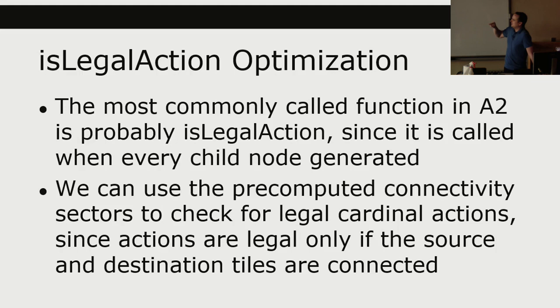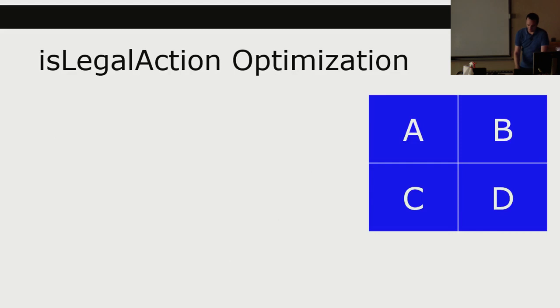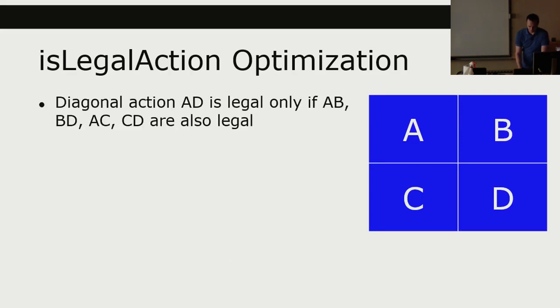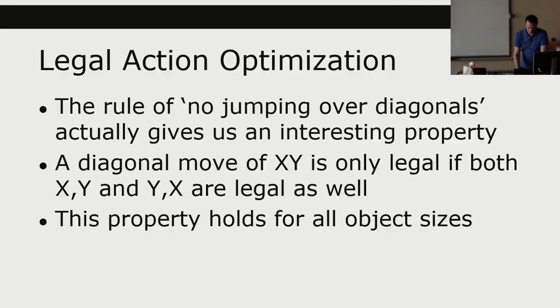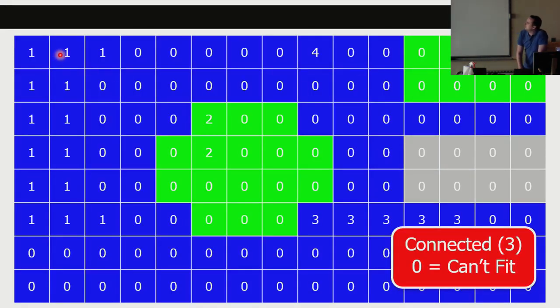Since actions are legal only if the source and destination tiles are connected. What does that mean? Well, let's have a look at this. Say this is my connectivity for an object of size 3. If I'm right here up in the top left, and I want to know, is moving up a legal action? Well, I could do a whole bunch of calculation to figure that out, or I could just say, hey, it's the same number, so it is a legal action. Don't need to check sizes, don't need to check anything. I just need to check that they're the same number.